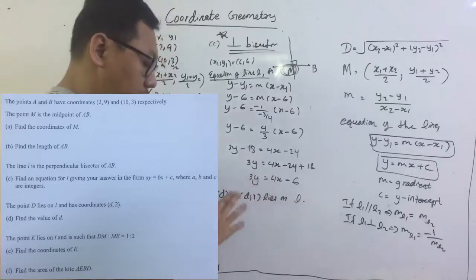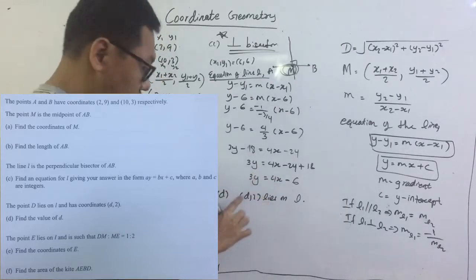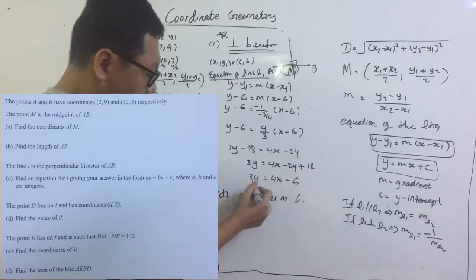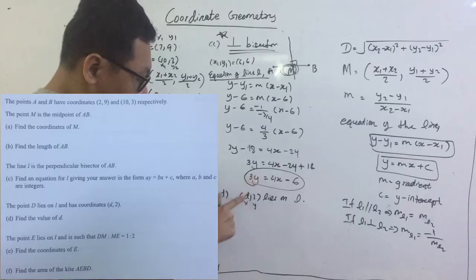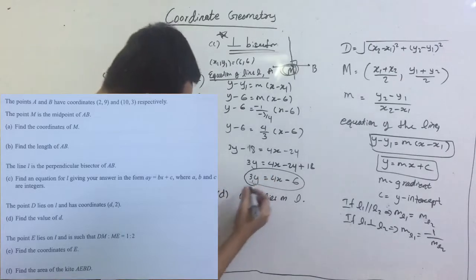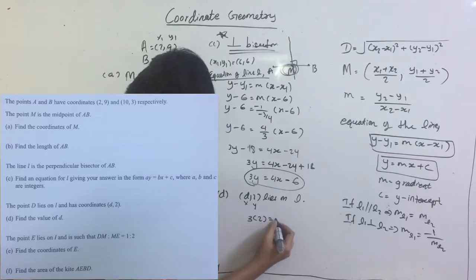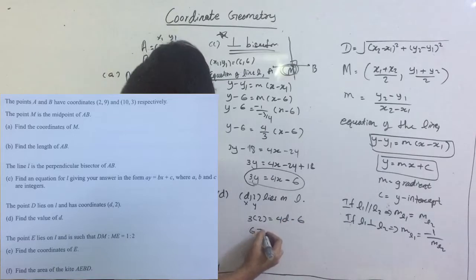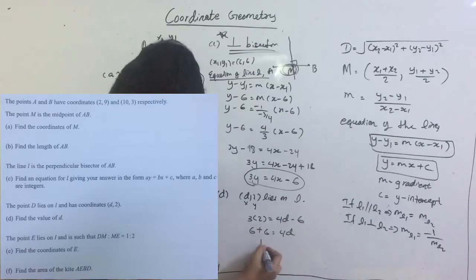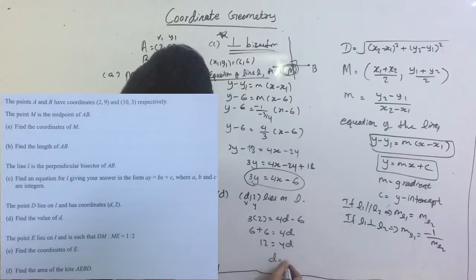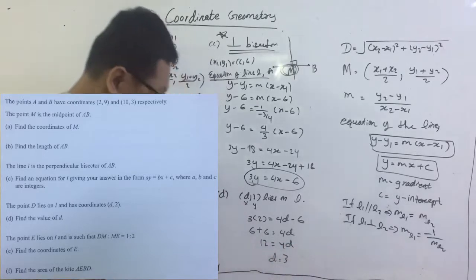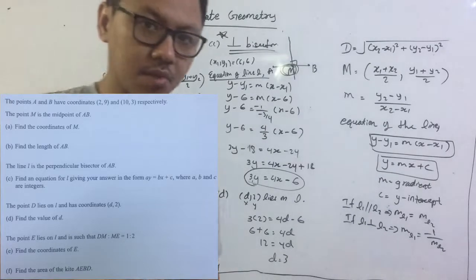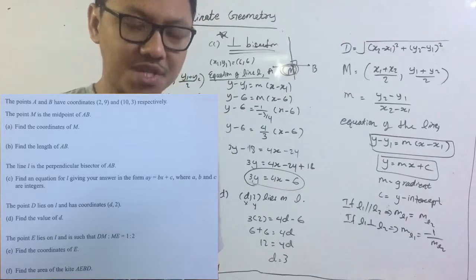Always, if a point lies on a line, you can substitute. So this is x and this is y. You can substitute into line L, which we just found: 2 for y and t for x. Always do that. So 3 times 2 equal to 4t minus 6. So it is 6, and if you move the minus 6 it will be plus 6, so 12 equal to 4t, so t is equal to 3. So that's how we find it. Always remember, if a point lies on a line, you can substitute that point into the equation of that line.